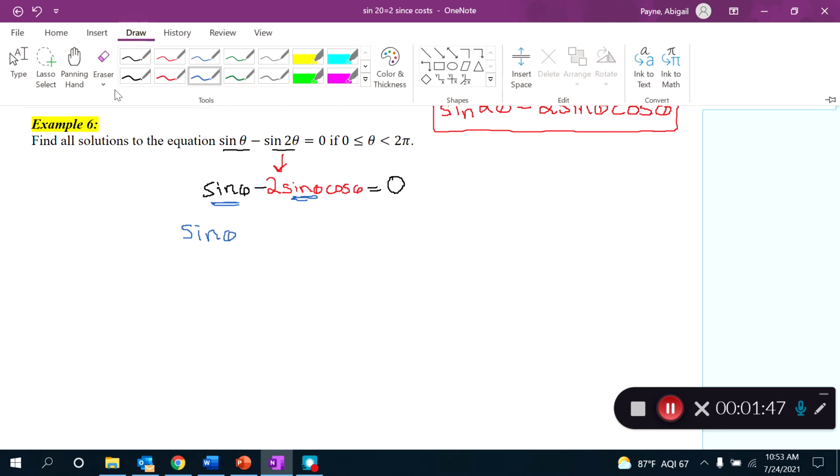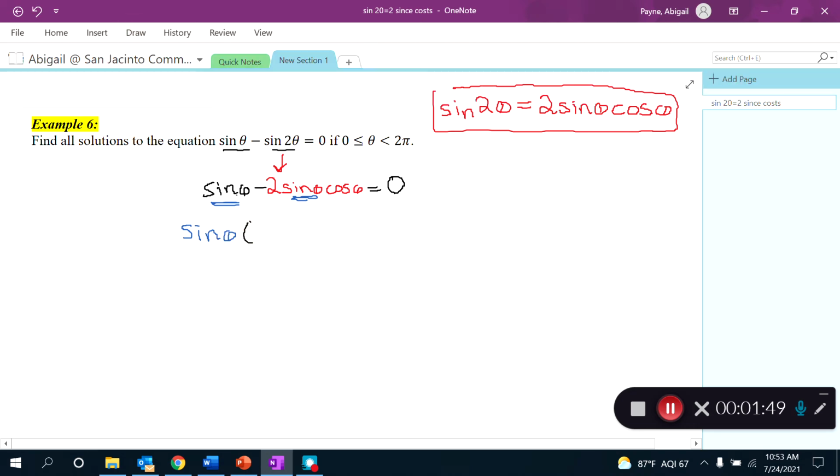And then what's left will be, well, we had just sine of theta here, so I just put a 1 as a placeholder for that first sine of theta. And then minus, so sine theta was factored out, I'm left with 2 times cosine theta equals 0. So now that we have it factored, we can set each factor equal to 0. So either sine of theta equals 0 or 1 minus 2 times cosine of theta equals 0. And then solve those equations individually.